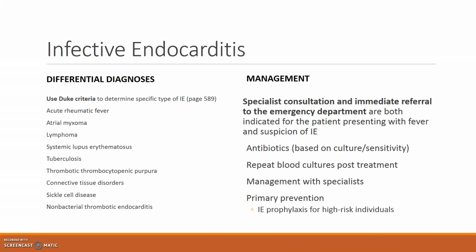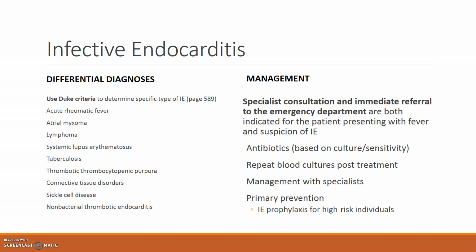Management: what we need to know is that specialist consultation and immediate referral to the emergency department are both indicated for patients presenting with fever and suspicion of infective endocarditis. What happens after that is generally antibiotics based on culture and sensitivity. And if you note in that chapter, oh my goodness, they gave us every antibiotic listed over about 4 pages. You don't have to know that. Just realize that the antibiotics are specific to the culture and sensitivity, and they're certainly specific to what type of infective endocarditis. Repeat blood cultures post-treatment and management with specialists.